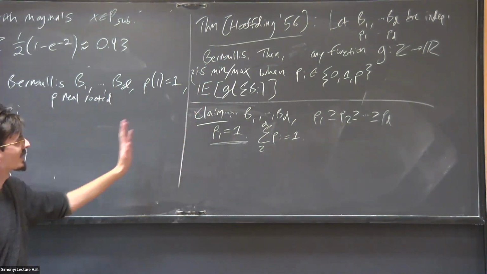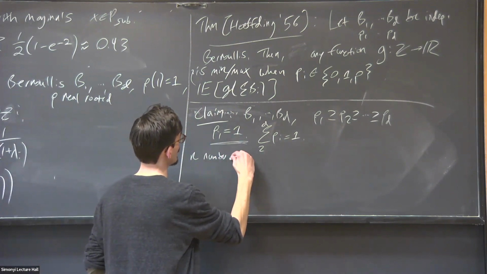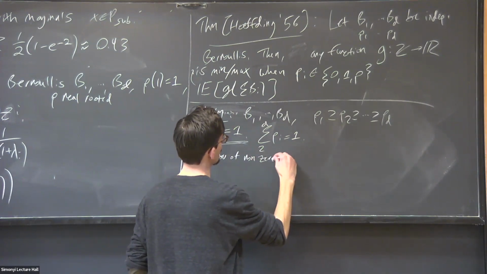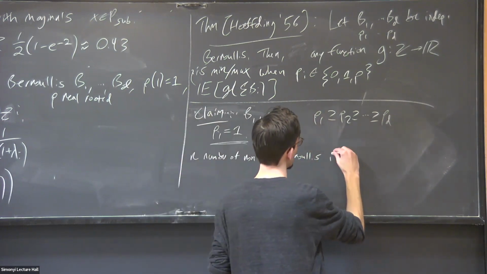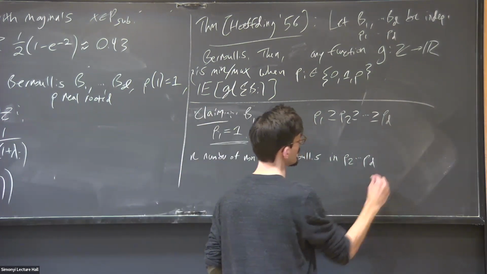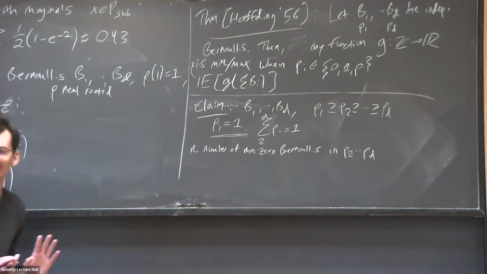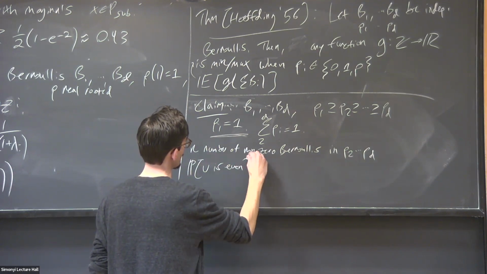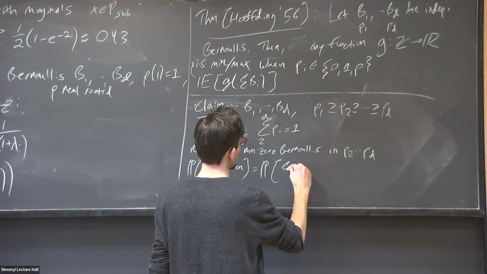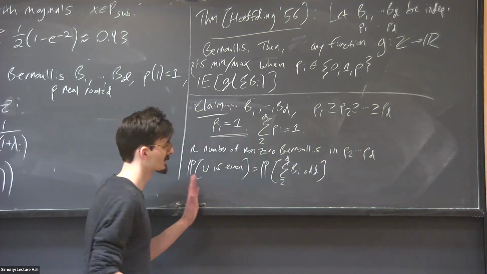Okay, so now let's just apply Hoeffding. Let's say n is the number of non-zero Bernoullis, in the sense that their p_i are non-zero, in P2 through PT. Then I can directly compute the probability that this vertex is even. The probability is even is going to be the probability that the sum of these B_i from 2 to D is odd, because the first one is always going to be equal to 1.